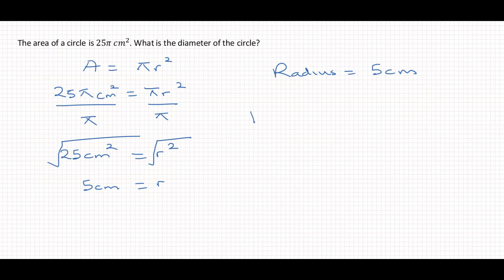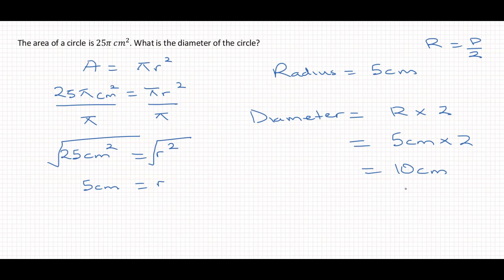What is our diameter? Our diameter is going to be radius times 2, because radius is diameter divided by 2. So our diameter now is 5 centimeters multiplied by 2. Going way ahead of myself here. Multiplied by 2. So this is going to give us 10 centimeters. So D is equal to 10 centimeters.